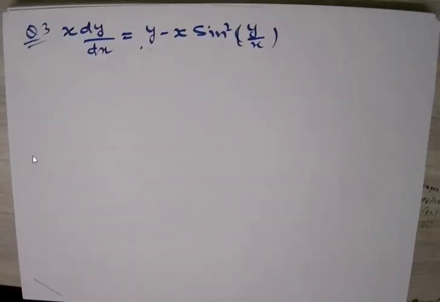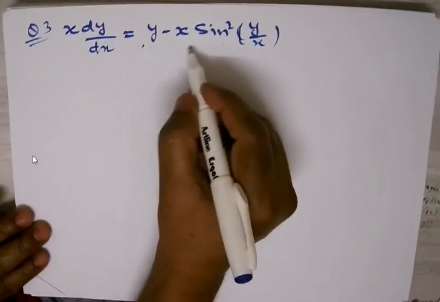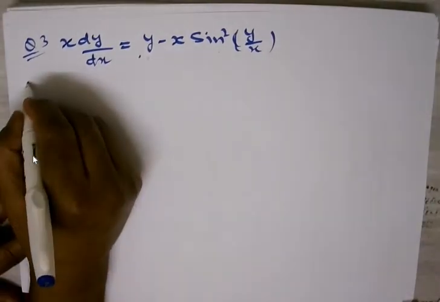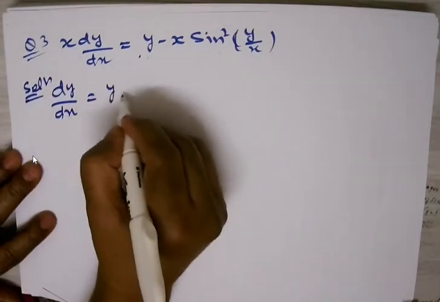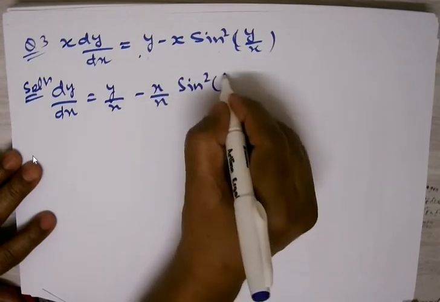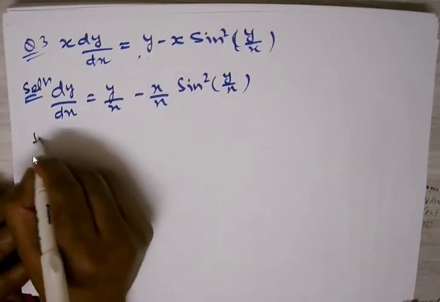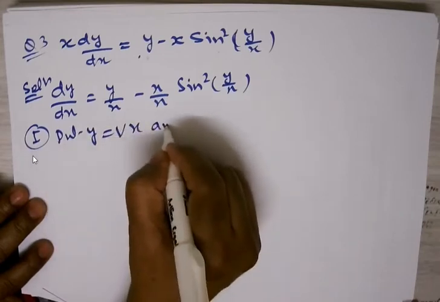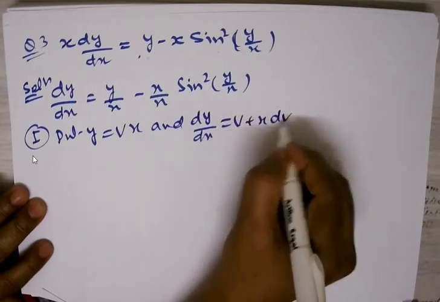Next, question number 3. Solve the homogeneous differential equation given as x dy dx is equal to y minus x sine square y by x. Again, first solve for dy dx. So dy dx is y by x minus x divided by x sine square y divided by x. Because this is a homogeneous differential equation, again you have to use y equal to vx and dy dx is equal to v plus x dv dx.